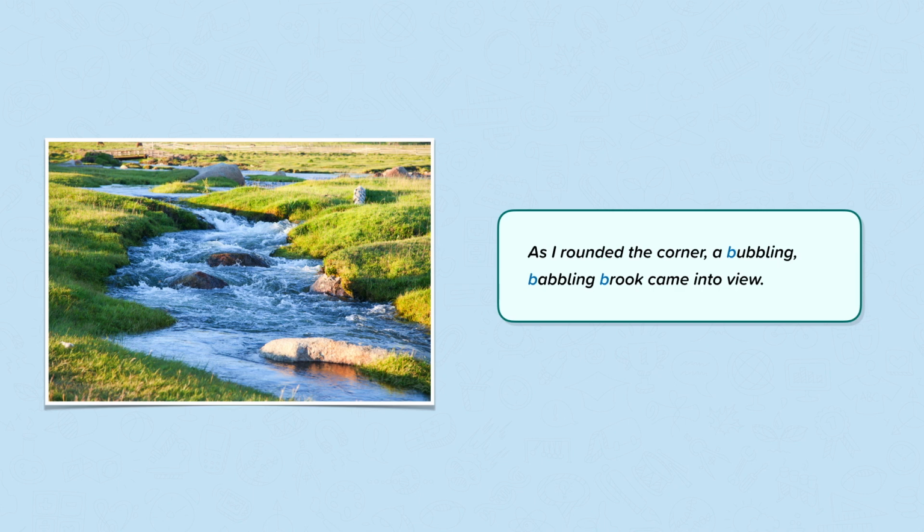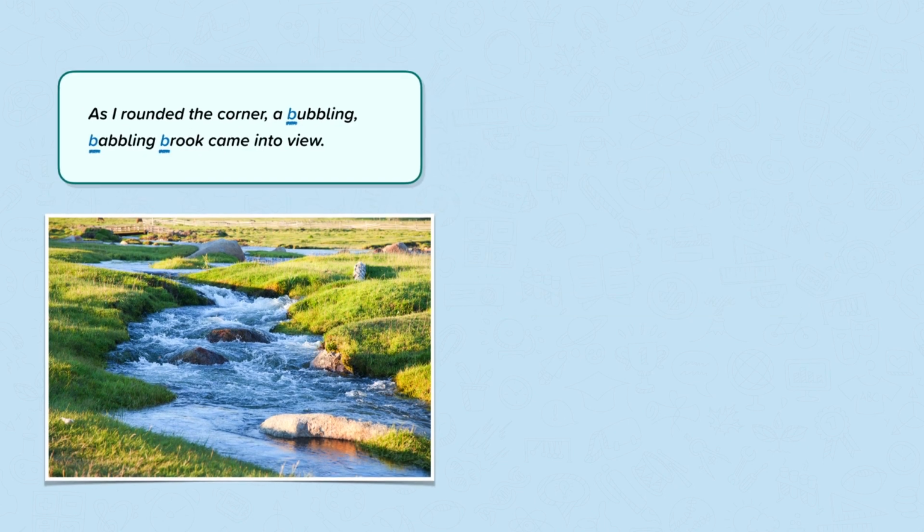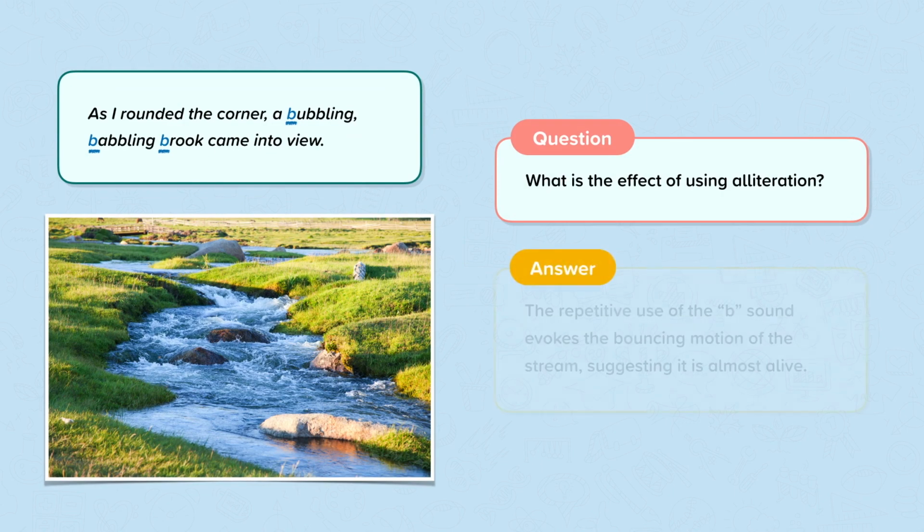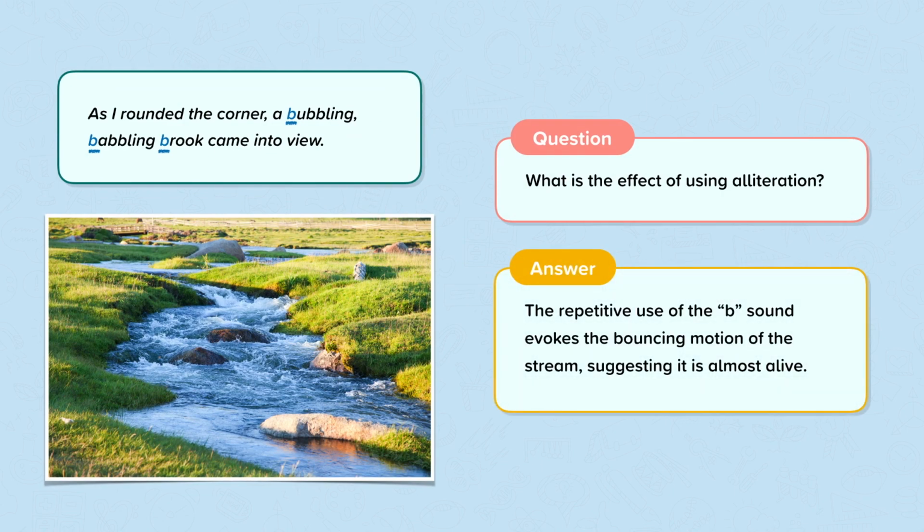We can see that the letter B has been used at the beginning of three words: bubbling, babbling, and brook. Now let's explore the effect of this. What is the effect of using alliteration? The repetitive use of the B sound evokes the bouncing motion of the stream, suggesting it is almost alive.